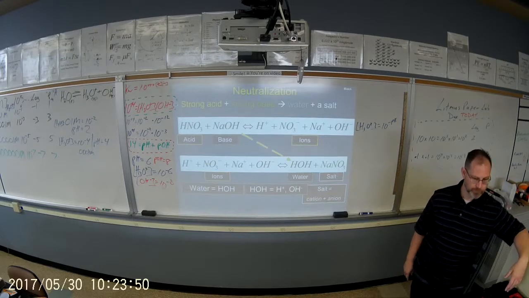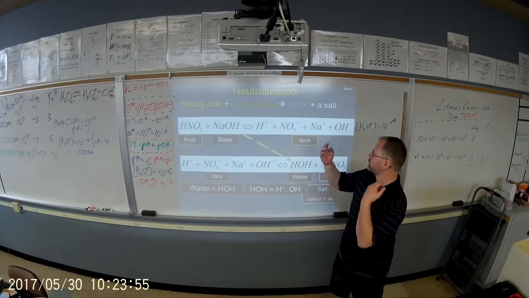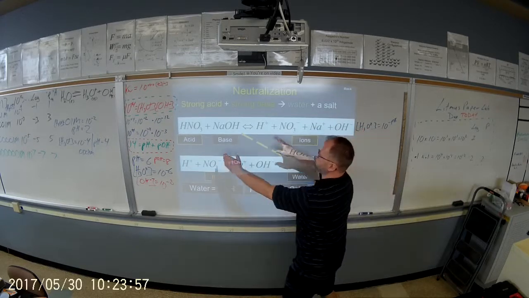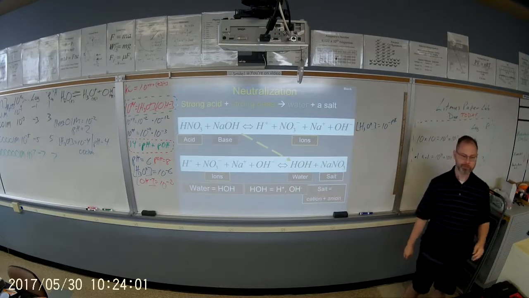What's a good way to write that down? You could just do that becomes this if you want. If you don't write the ions, that's fine.